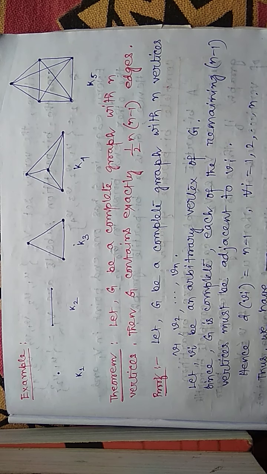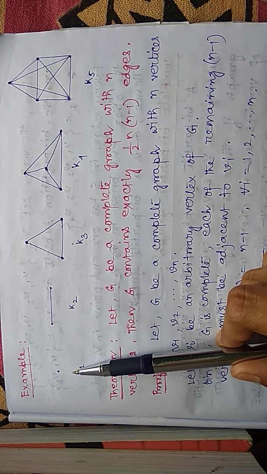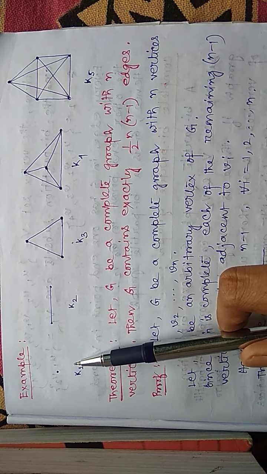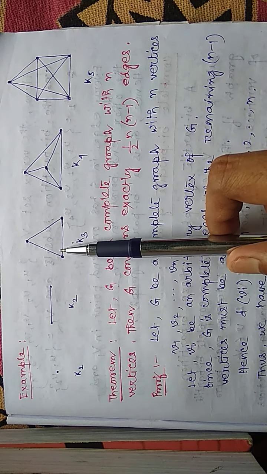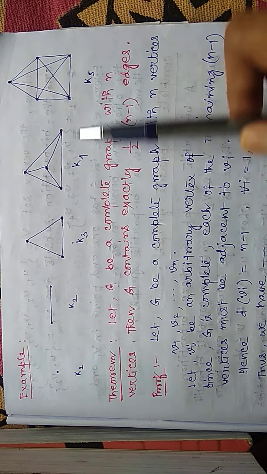Here are some examples of complete graph. This is the only complete graph with a single isolated vertex, and in all other complete graphs there is no isolated vertex. Okay.